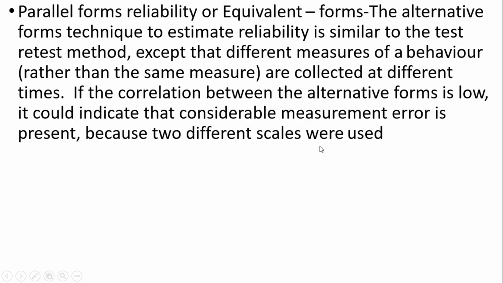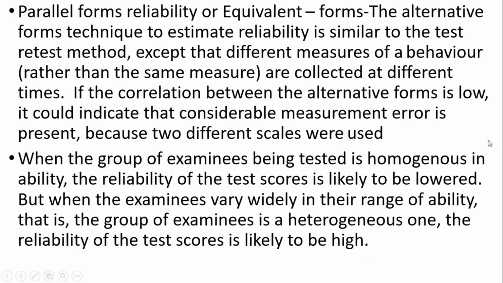When a group of examinees being tested is homogeneous in ability, the reliability of the test scores is likely to be lower. But when the examinees vary widely in the range of ability, that is, the group of examinees is heterogeneous, the reliability of the test scores is likely to be high.